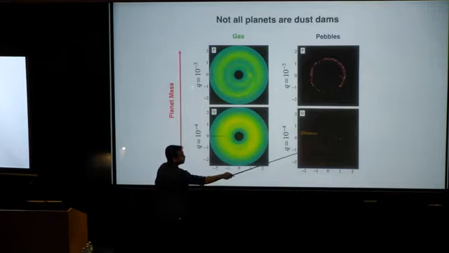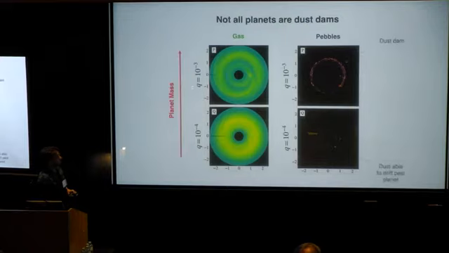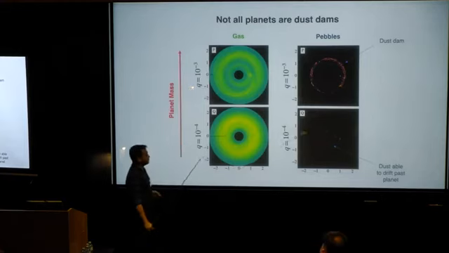So this dust here could drift past the planet. I found that very strange. It turned out that what is going on is a competition between the drift time... So yeah, the planet here behaves as a dust dam, and this one doesn't.